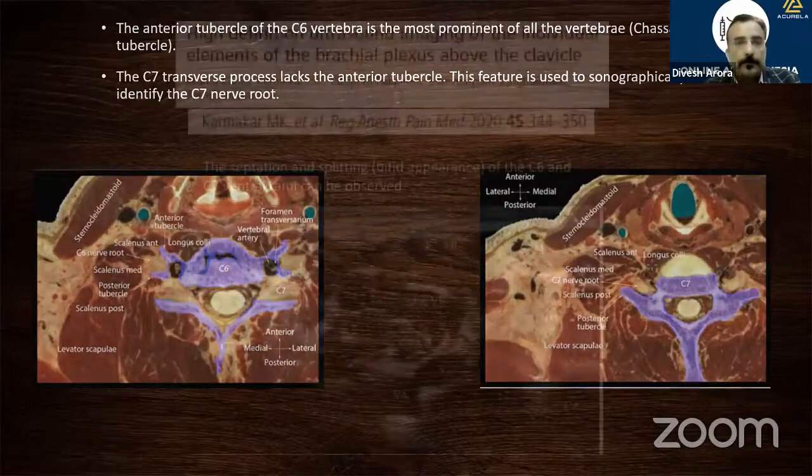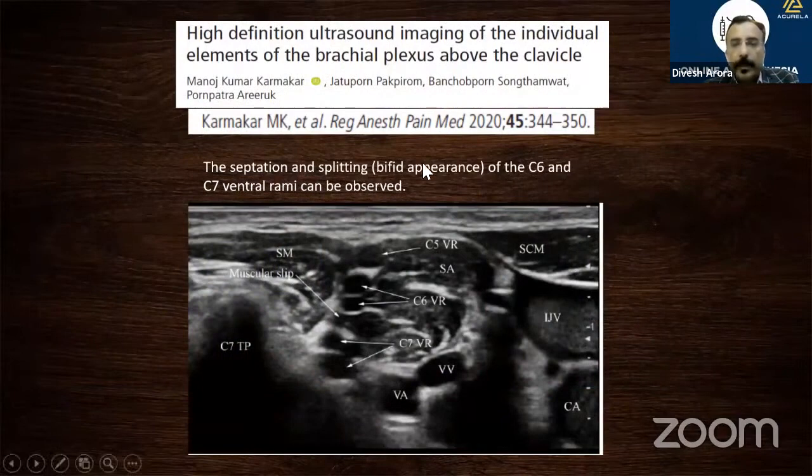These features will be utilized during sonography for identification of appropriate vertebral levels as well as the nerve root levels. So my friends, I would like you to pay attention to this article by Manoj Karmakar, published very recently regarding high definition ultrasound imaging of the elements above the clavicle. Initially, we were taught 10 years back that the traffic light signal is composed of C5, C6, and C7. But over the years, because of better resolution of ultrasound machines, or better understanding of the regional anesthesia anatomy, now we realize that the C6 as well as C7 are actually split inside.